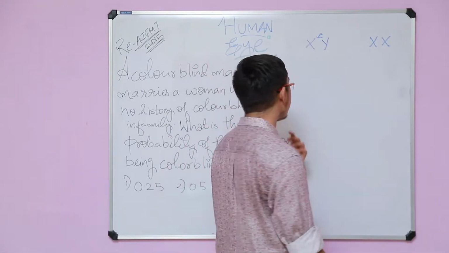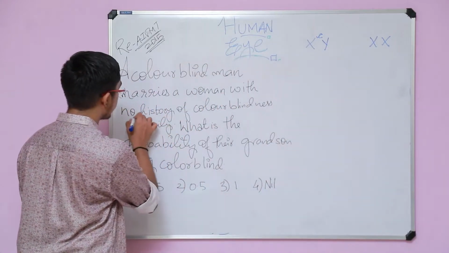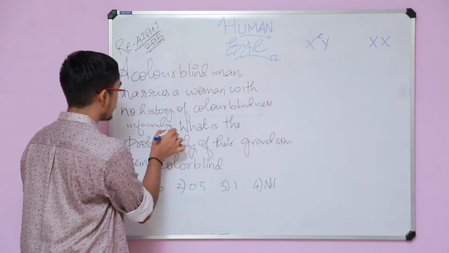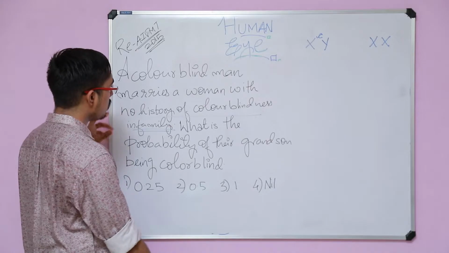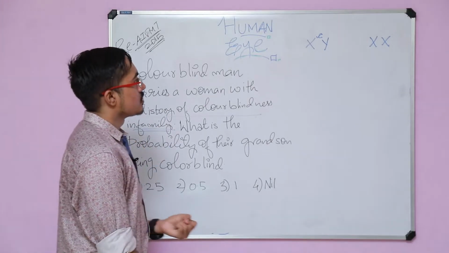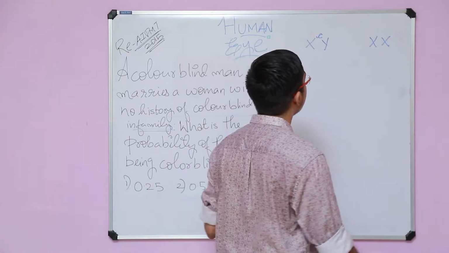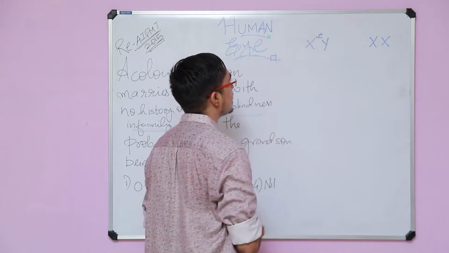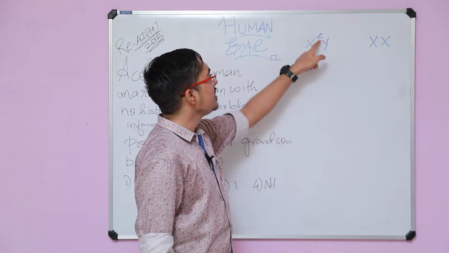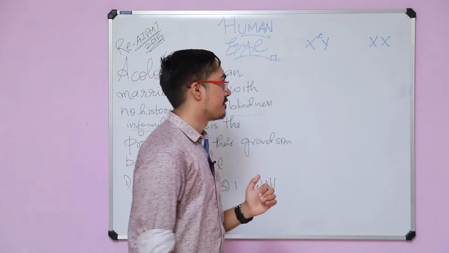That is what they mean by this particular term: there is no history of color blindness in her family. So in her precursors there was no evidence of color blindness. So this lady is as such normal and this man actually has color blindness. So I will say that the only allele present here is recessive.